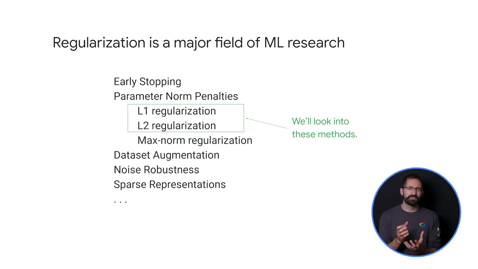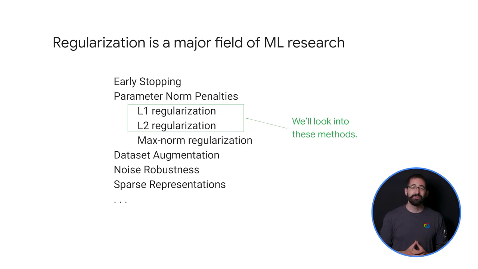Regularization is one of those major fields of research within machine learning. There are many published techniques, and I guarantee you, as soon as you watch this, there are many more out there in scientific journals for you to see. We've already mentioned early stopping. There's also dataset augmentation, noise robustness, sparse representations. They're all groups of methods under the umbrella of parameterized norm penalties, and many, many more.